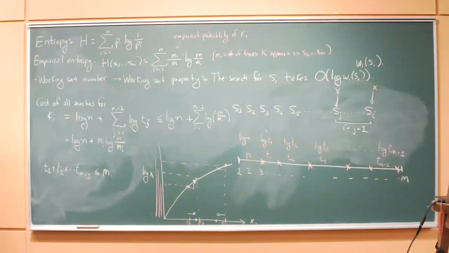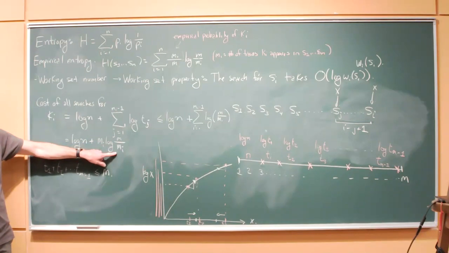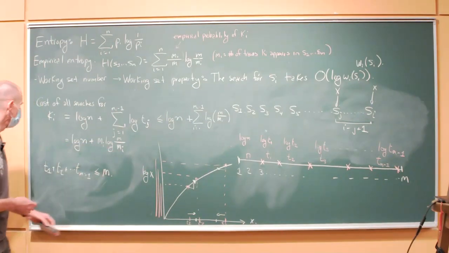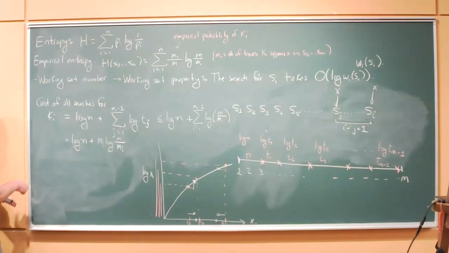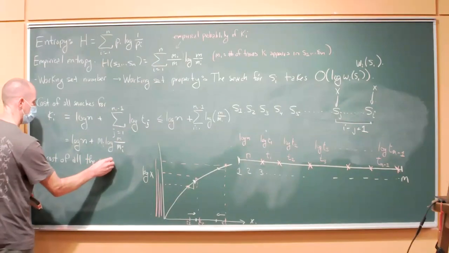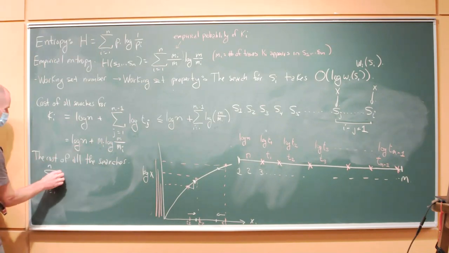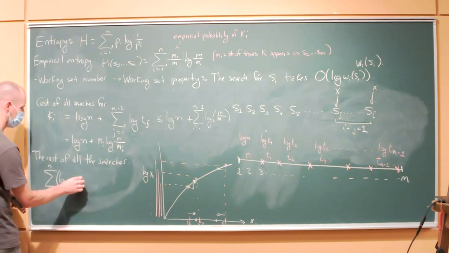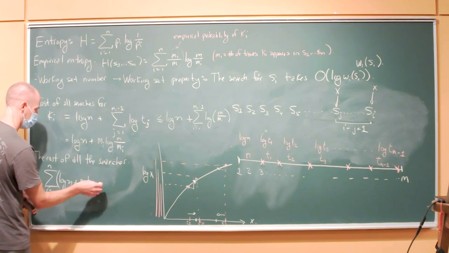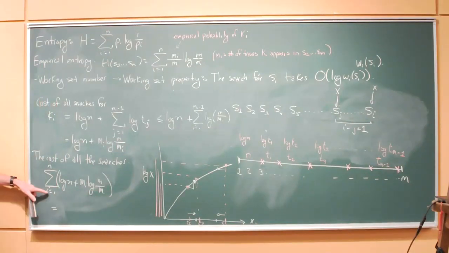Okay. So the cost of all the searches for key i is log n for the first one, plus the number of these searches times log of m over mi. So one over the empirical probability. Well, that's good. That means the cost of all the searches, not just for mi, but for all of the i's, is now going to be the sum i equals one through n of this thing. So this is n times log n.